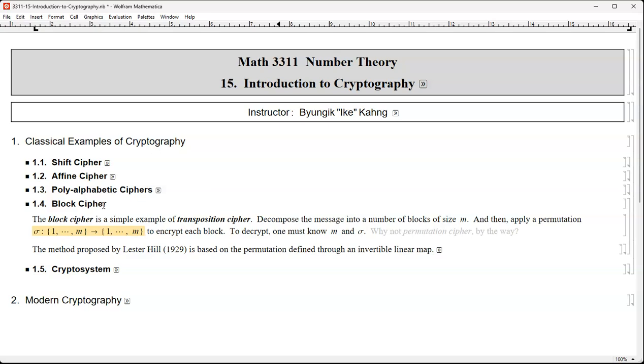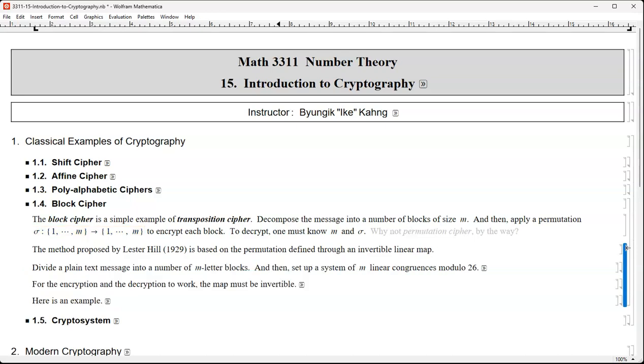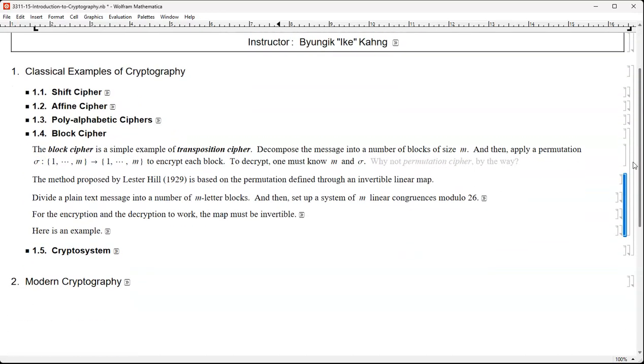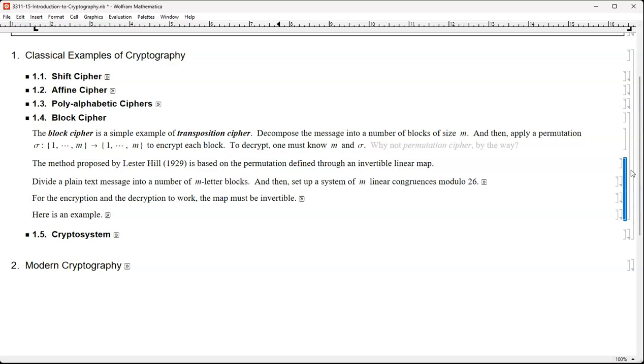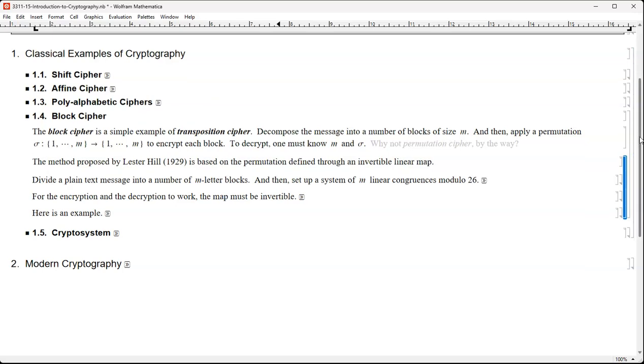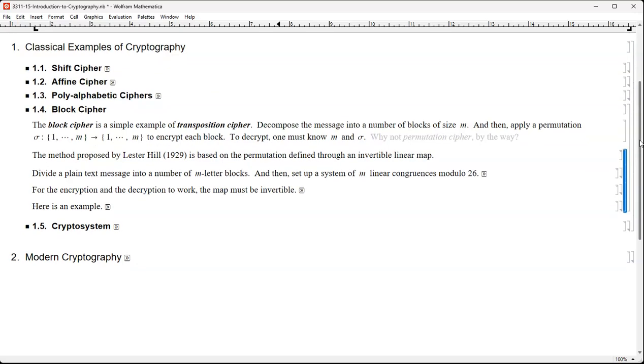And what kind of permutation are we looking at? Well, hopefully something we can easily remember and easily calculate. So for simplicity, the person who proposed for the first time, Lester Hill, proposed a linear map, an invertible linear map. What am I talking about?